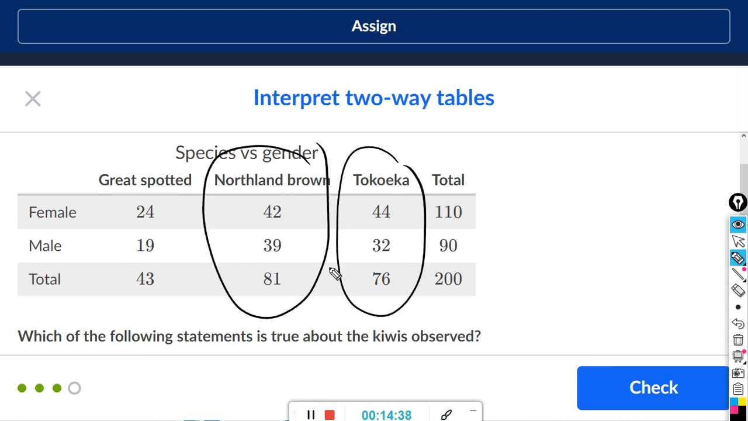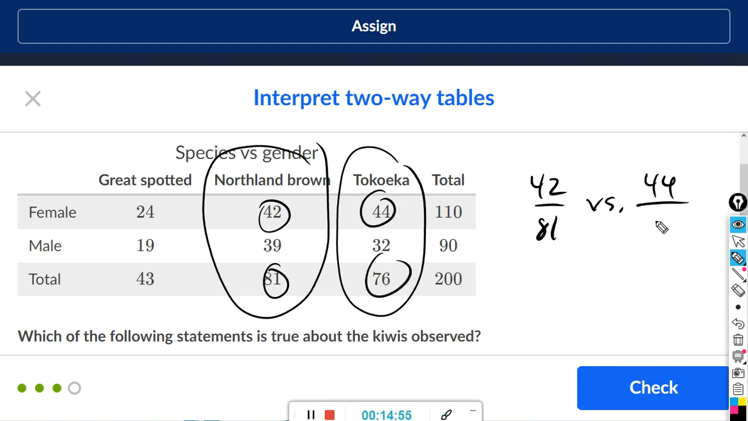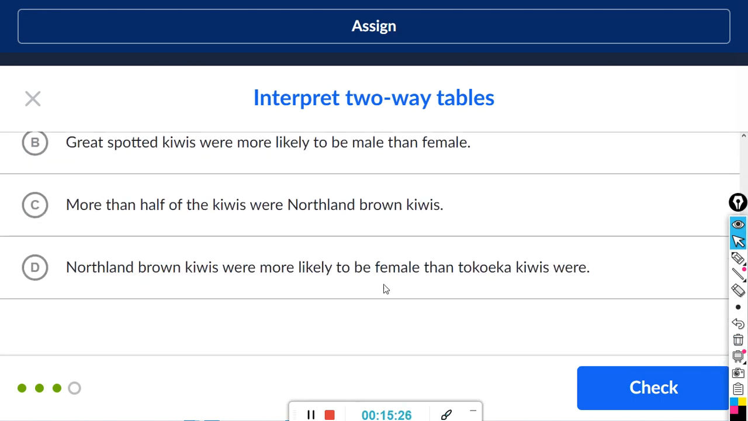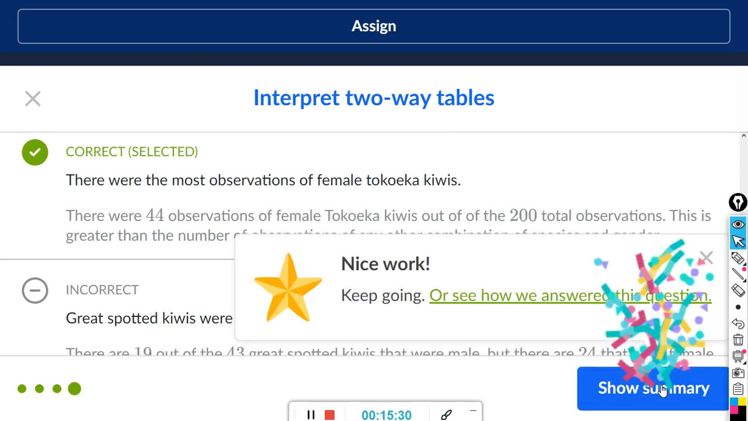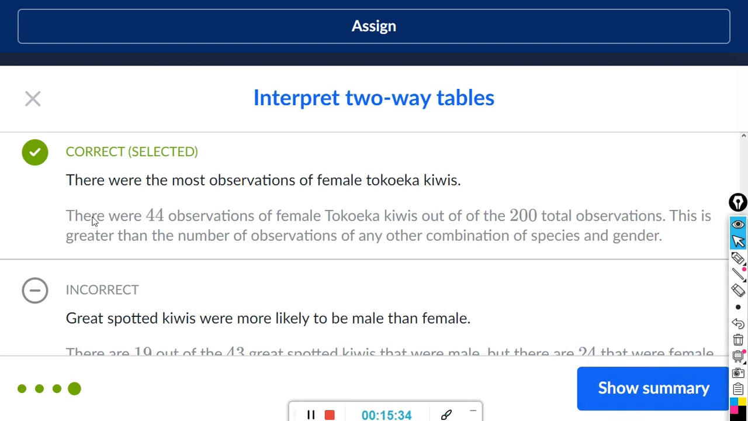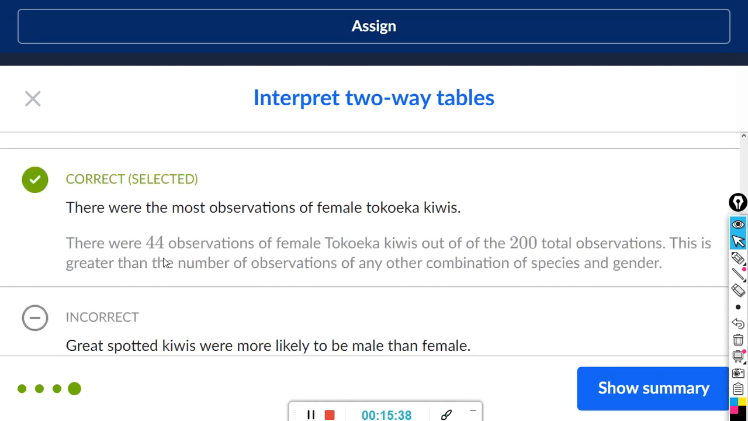Northland brown versus Takoka. So the probability of female for Northland brown is going to be 42 out of 81. And for Takoka, that's going to be 44 out of 76. Let me use the calculator and get a decimal. This fraction is 0.58. This fraction is 0.52. So since 0.58 is greater than 0.52, the Takoka is more likely to be female than the Northland brown. So D is not true either, so it's definitely A. Like I said, you don't have to check the other answers if you don't want to. If you're confident it's A and you don't want to check the other ones, that's fine, but I just wanted to show you.